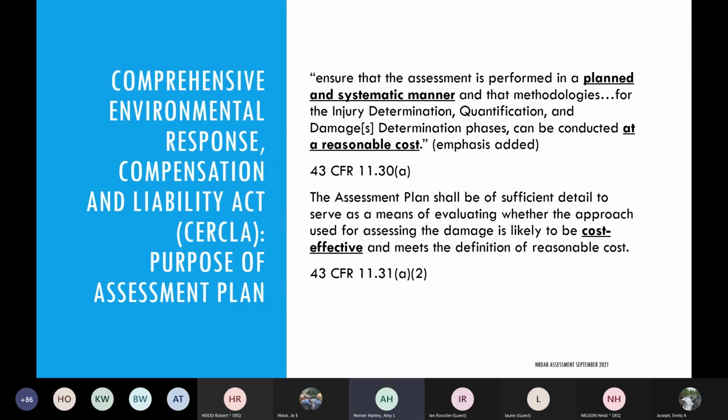It should be of sufficient detail so that the public can evaluate whether the approaches that the trustees are proposing to assess the damages are likely to be cost effective and meet the definition of reasonable cost. So for those of you who are more scientific based or NRDA is a little bit new to you, you probably already realize that this is a little bit different, because in determining what science to conduct in a NRDA case, you need to explicitly think about what is a reasonable cost.